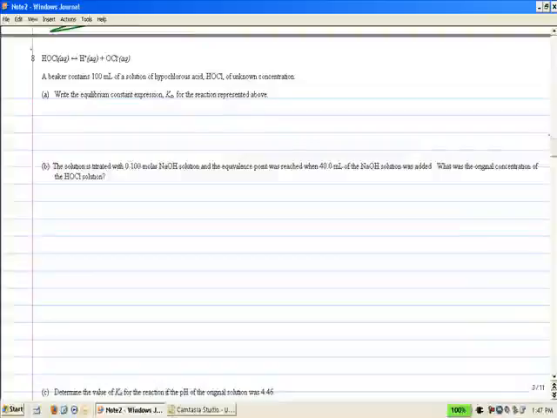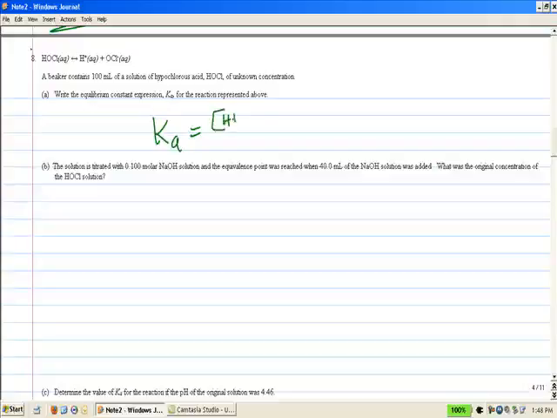Okay, number 8 is a great question dealing with an acid and a base and a titration. It says a beaker contains 100 milliliters of that hypochlorous acid as shown above. The concentration's unknown. What's the Ka for that reaction? Ka is going to equal the concentration of H plus times the concentration of OCl minus divided by the concentration of HOCl. A couple of important things. Don't forget the charges on the ions. If you don't have them, it's wrong.